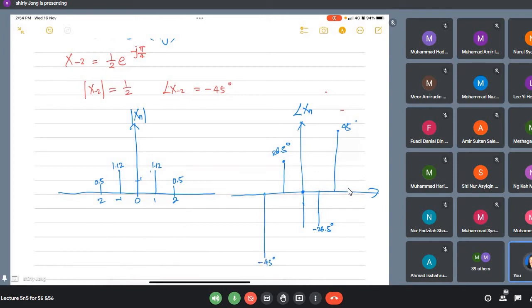So basically it's a common question that asks you to plot the magnitude and the phase. Alright, so any question on how you obtain the magnitude and phase as well as the Fourier series coefficients?